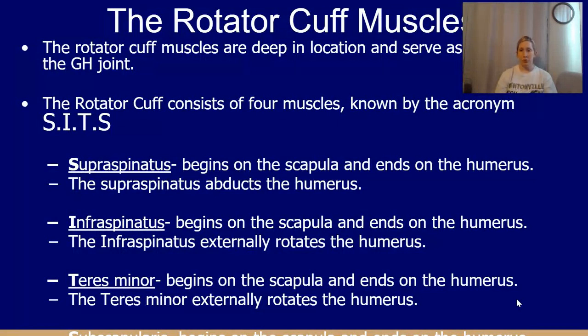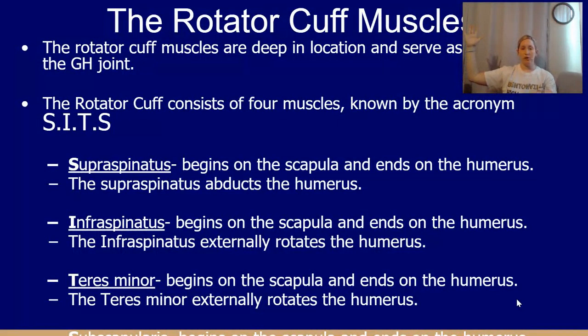Okay, so supraspinatus, top of the shoulder, it acts like a deltoid. It does abduction, so it helps to raise the arm. Infra externally rotates, so that's like cocking your arm backwards like this. Teres minor also does that, cocks the arm backwards.